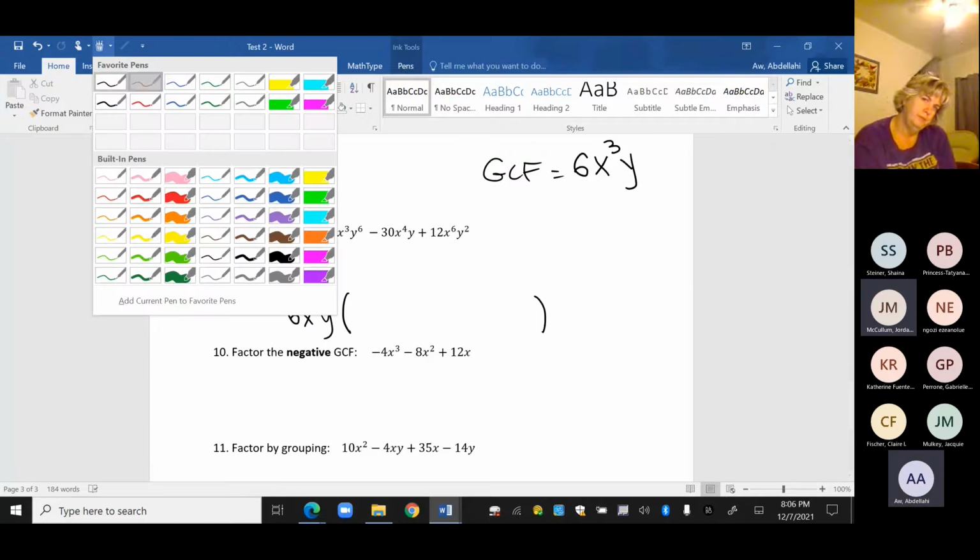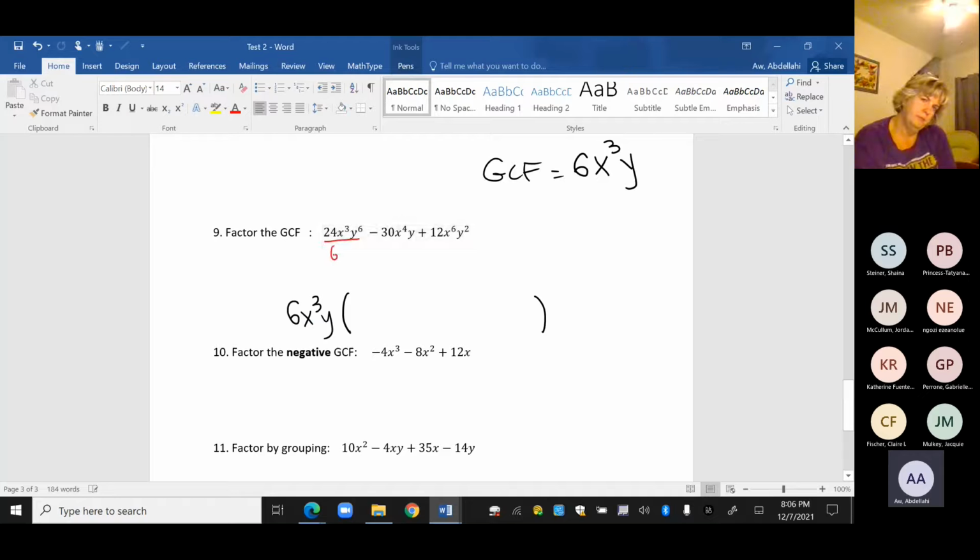Now, how do we get each one of them? By dividing by exactly the GCF, 6x cubed y. So 24 divided by 6 is 4. The x cubed cancels out. y to the 6 divided by y is y to the 5th. 30 divided by 6 is 5. X to the 4 divided by x cubed is x. And the y cancels out. 12 divided by 6 is 2. X to the 6 divided by x cubed is x to the 3rd. And y squared divided by y is y.